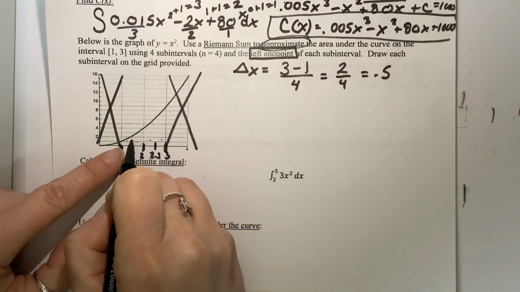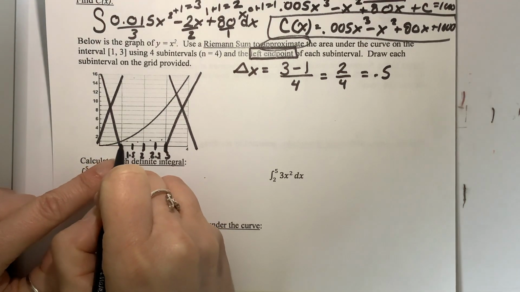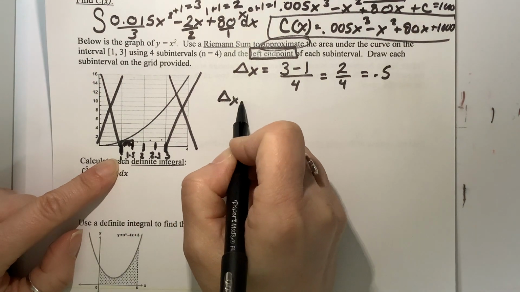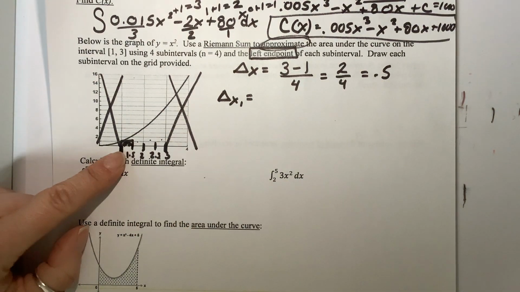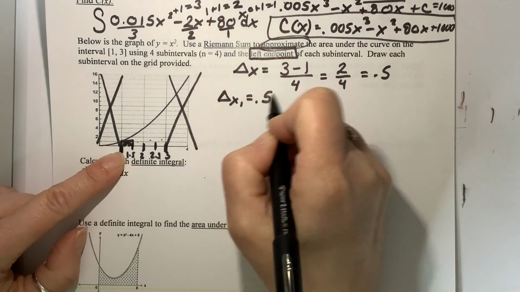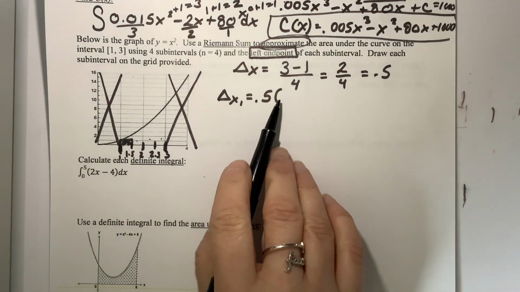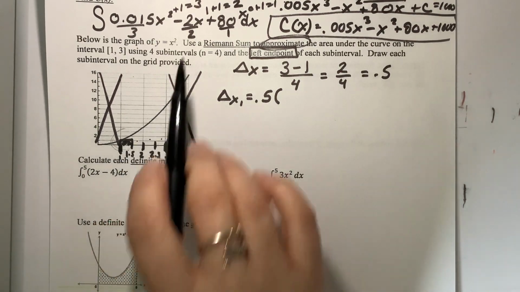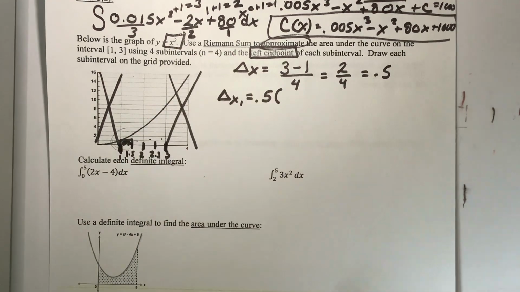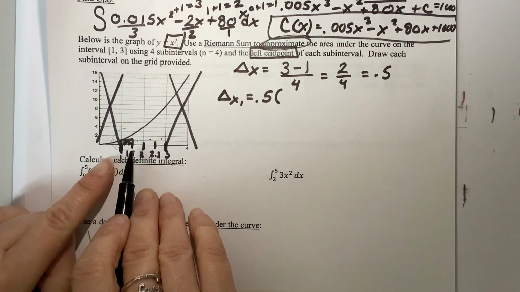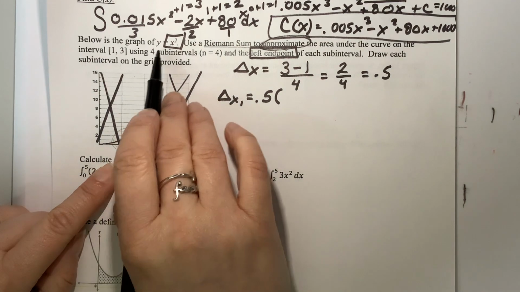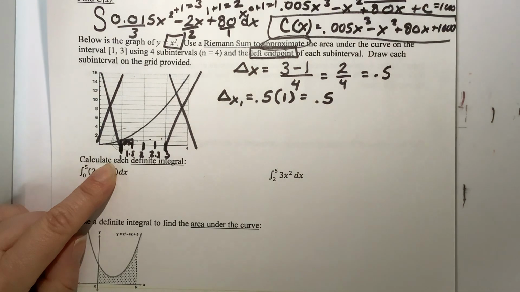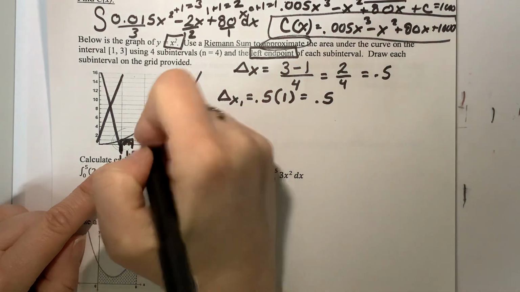So that means when I figure out what this rectangle is, the height is based off of the left side. Delta x1, what is the area of the first rectangle? The width is 0.5. To figure out the height, you take the left value of this rectangle, fill it into the original function, which is x squared. The left side is 1. If I take 1 and I square it, 1 times 1 is 1. 0.5 times 1 is 0.5. Go to the next one.